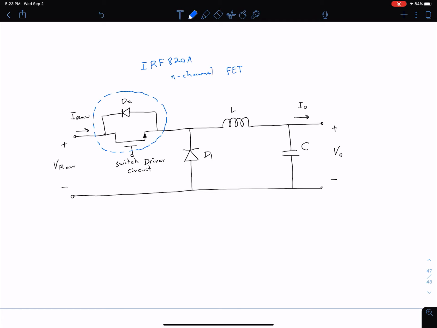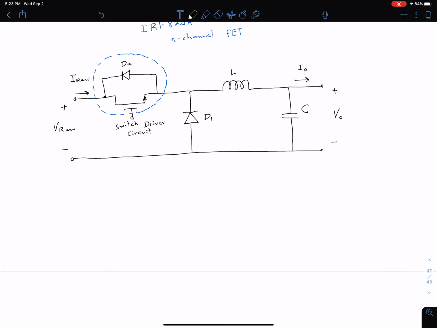Notice I also have down here on the gate of our MOSFET some type of switch driver circuit, which is telling our MOSFET when to turn on and off. And that's equivalent to a switch opening and closing.